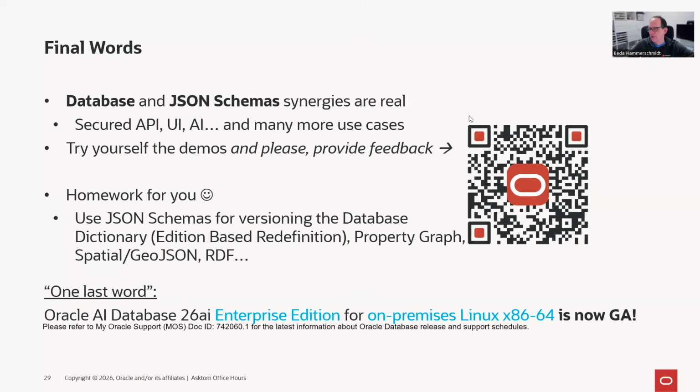There was a person asking to share the Apex app. Is the Apex app in your GitHub repo? That's in the GitHub repo. Good. If we talk about on-prem, it would have to be 26. We do not backport anything about JSON schema to 19c because there is no JSON data type column in 19c. We do support JSON data in 19c, all the operators, but JSON schema is not supported on 19c.